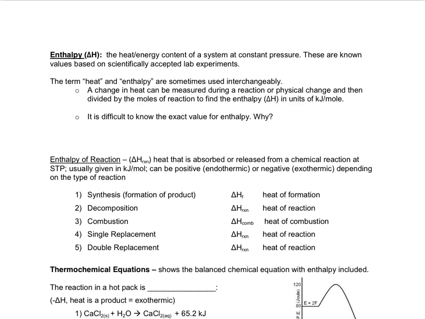In enthalpy, there are actually scientifically accepted values for specific items. So enthalpies have been experimentally determined and they're scientifically accepted. An enthalpy value is actually the heat energy content of a system at constant pressure. This is very similar to the accepted value for the amount of energy you should be getting.